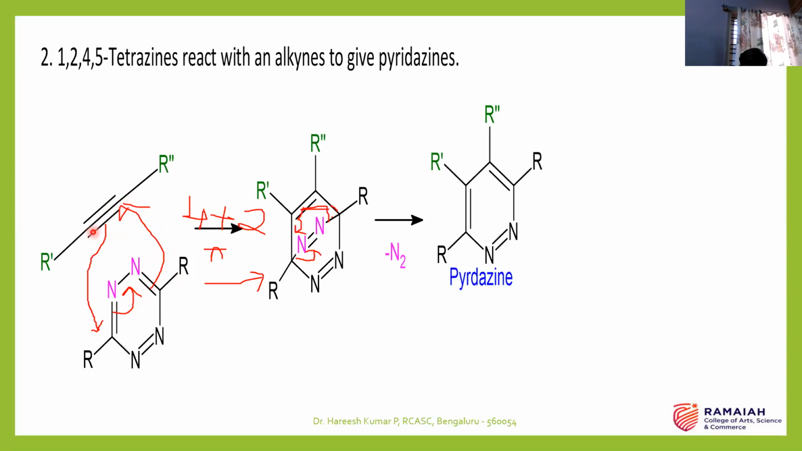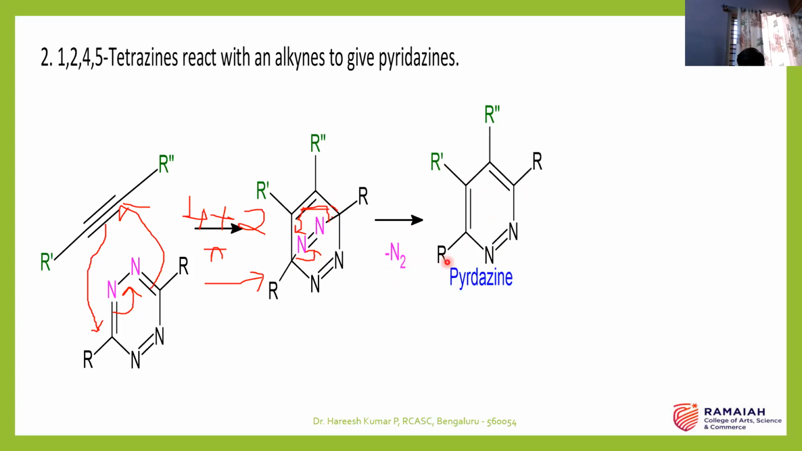There will be a new bond formation between this carbon and this carbon. There will be a new double bond formation between the two nitrogens. So that is how a cyclic compound is obtained. This cyclic compound is unstable, and again there will be a concerted 6-electron involvement. How? This bond pair is coming over here, this bond pair will go over here, this bond pair will come over here. So that is how the pyridazine is obtained.